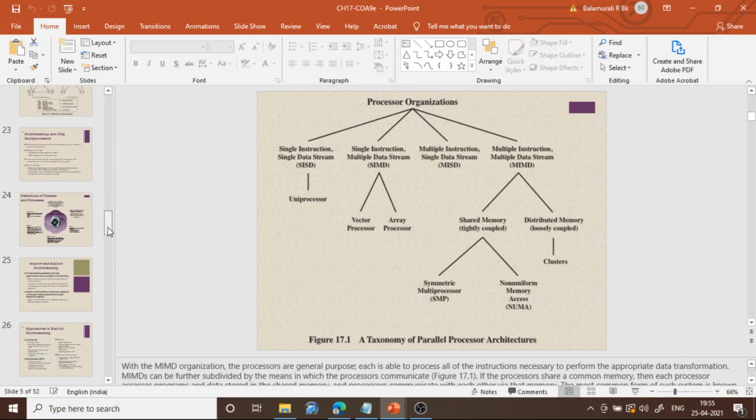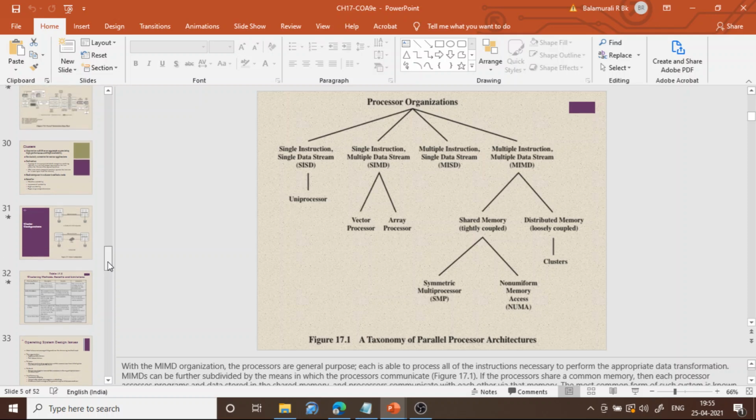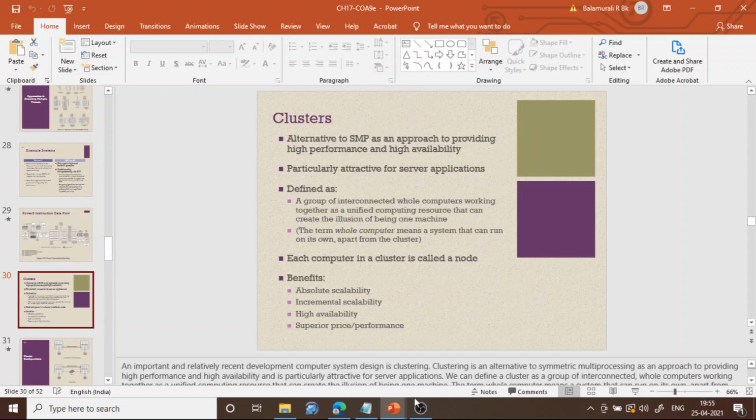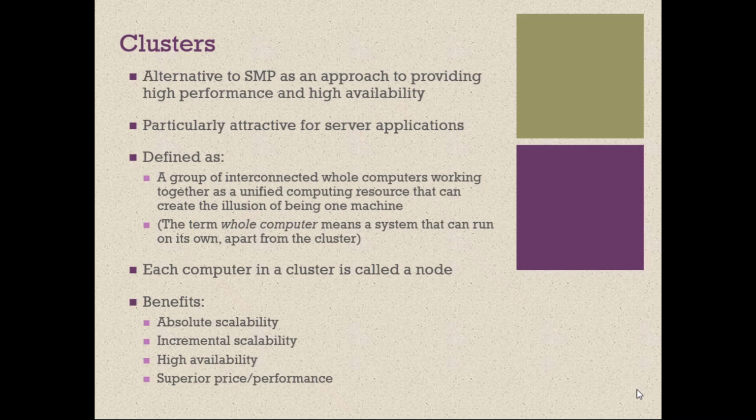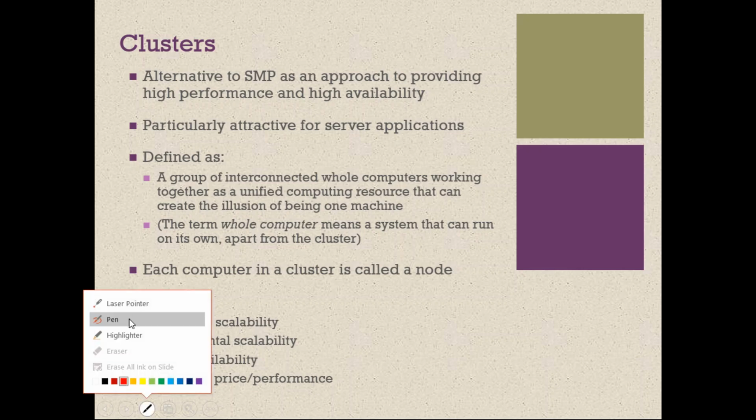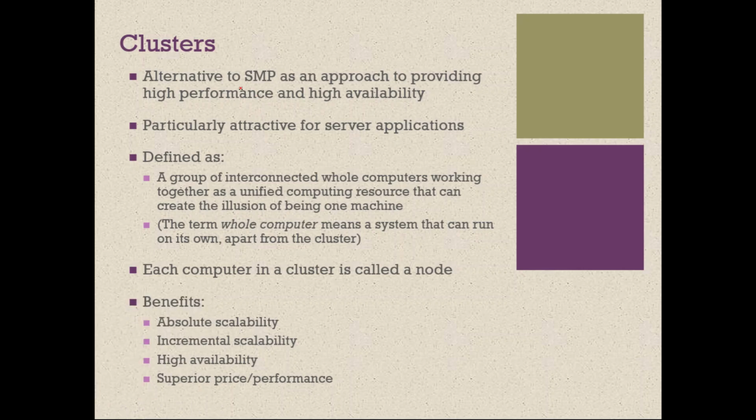So we are going to discuss clusters. Basically we are discussing parallel processing. So a cluster also provides one type of parallel processing. It is an alternative to the SMP, symmetric multiprocessor system. In a symmetric multiprocessor system, there will be shared memory, whereas in clusters there will be distributed memory. Now, how do we define a cluster?